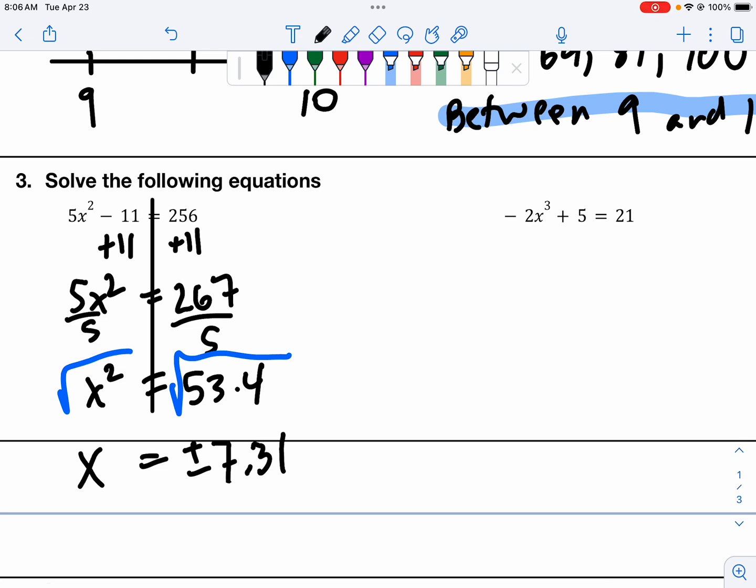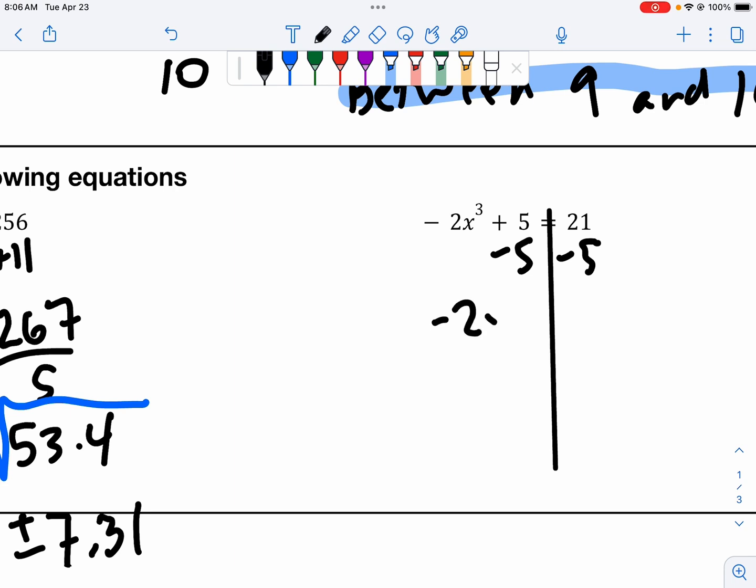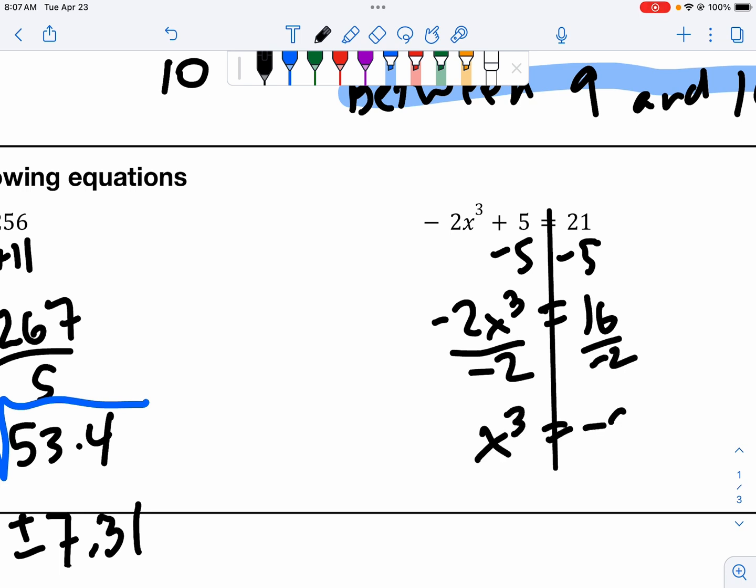All right, let's go ahead and do this cube root problem. We're trying to isolate the x cubed, so we're going to subtract 5. We get negative 2x cubed equals 16. We are going to divide by negative 2. We get x cubed equals negative 8.